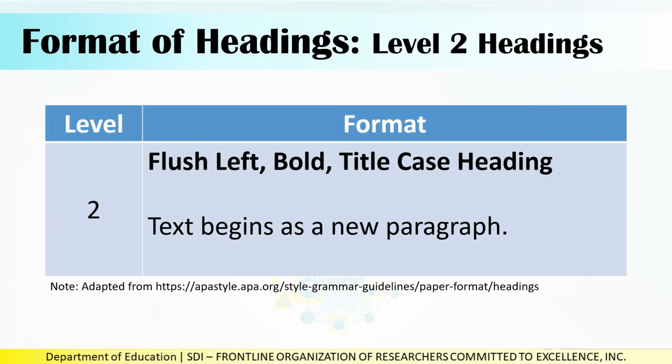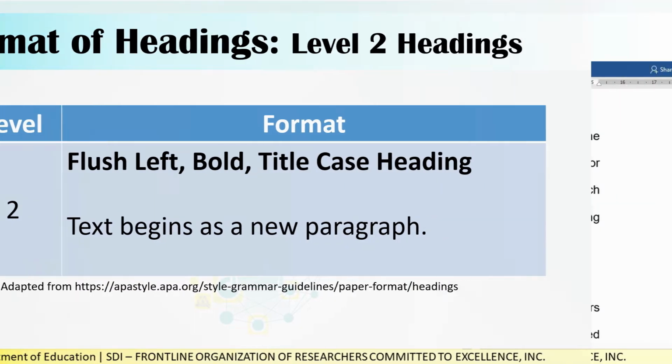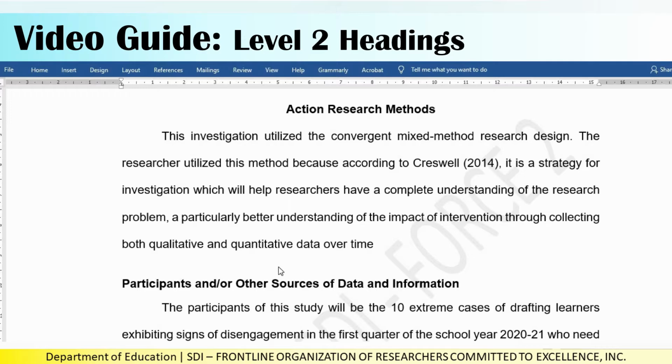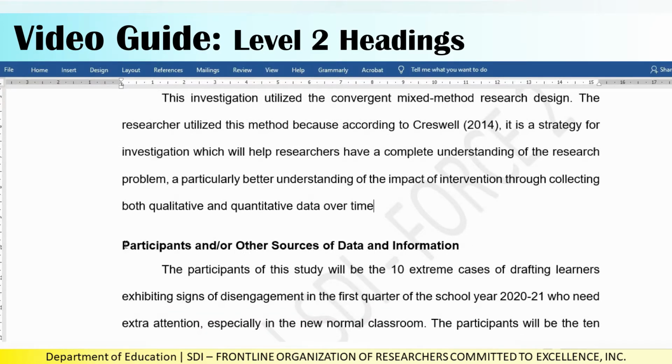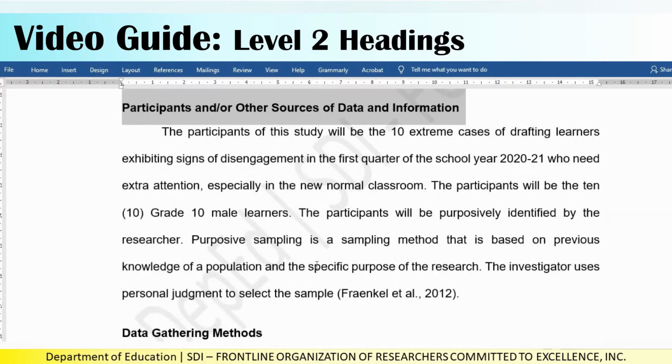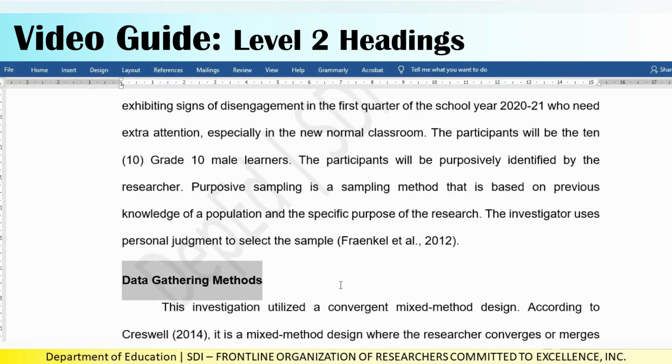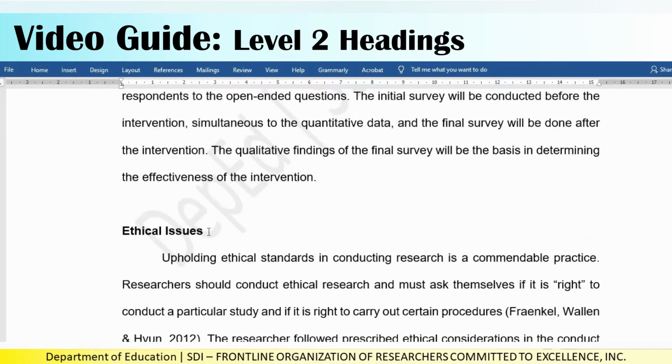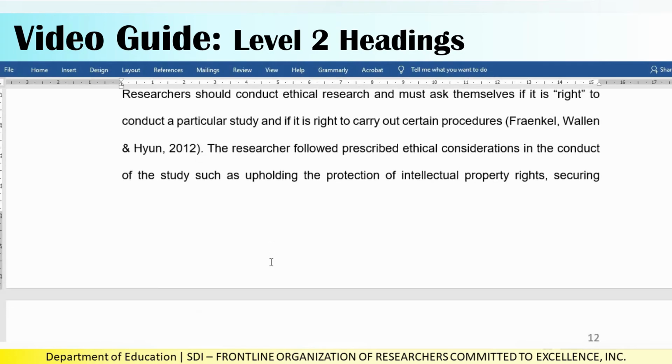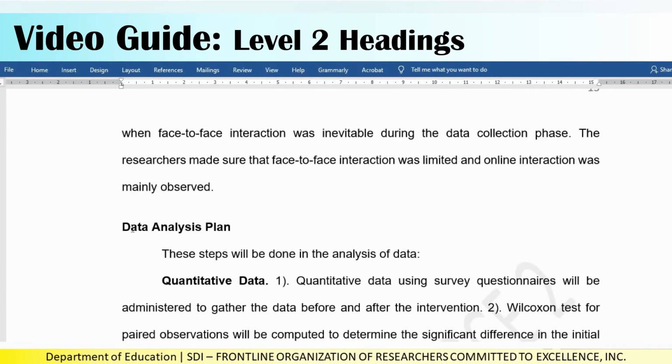For level 2 headings, consider these guidelines. This text being highlighted are level 2 headings: data gathering methods, and the rest. Ethical issues, data analysis plan.